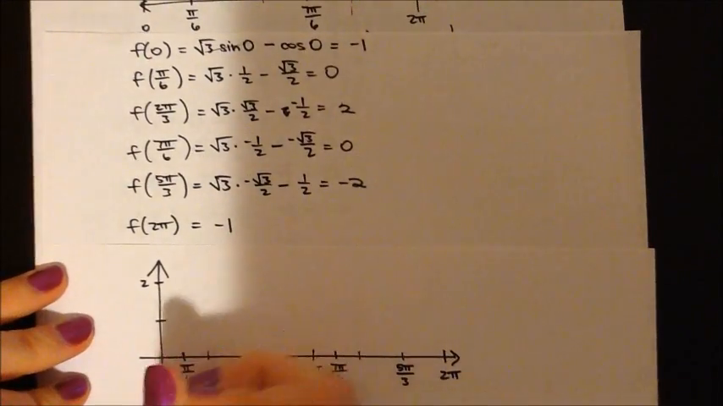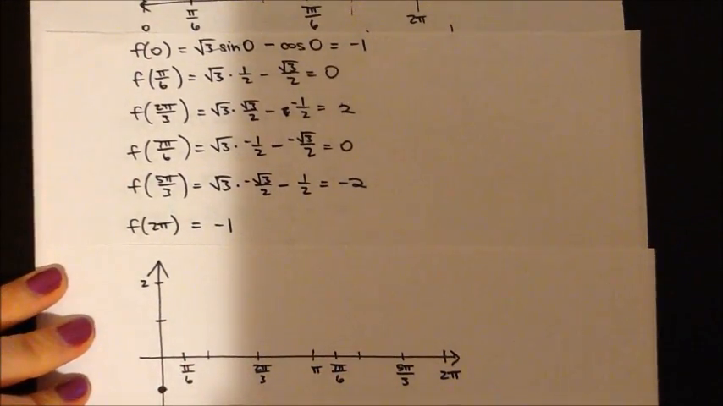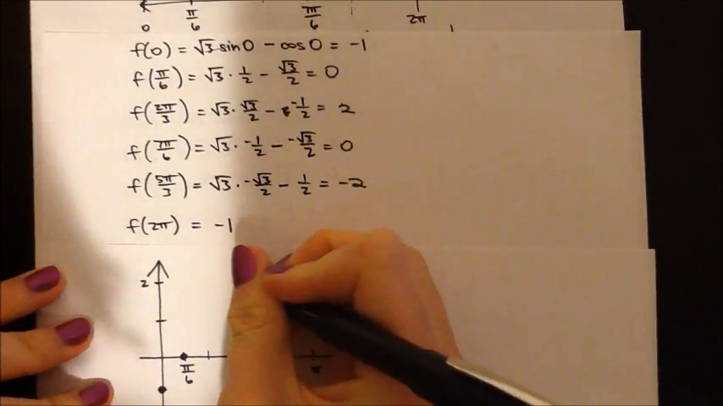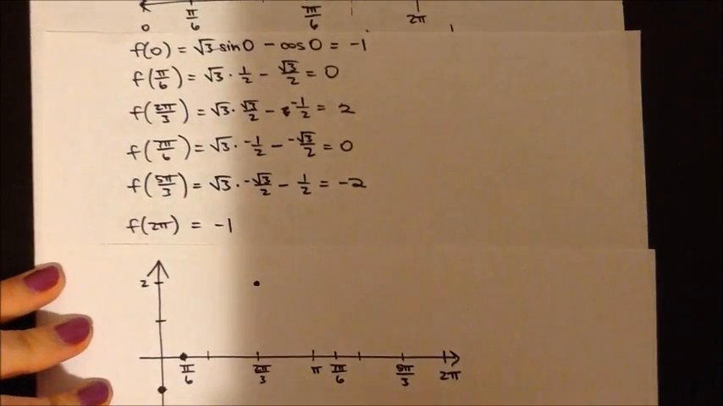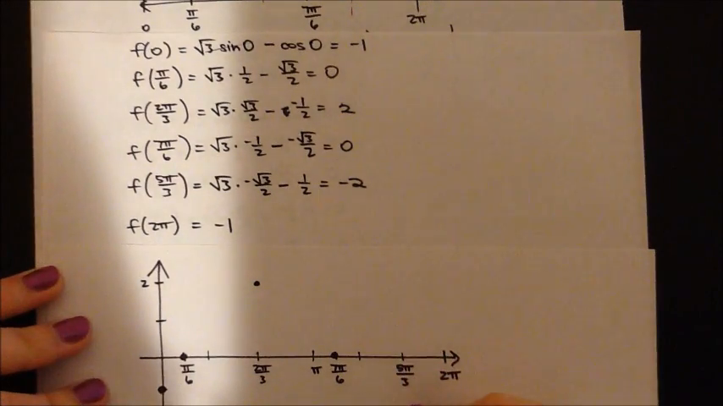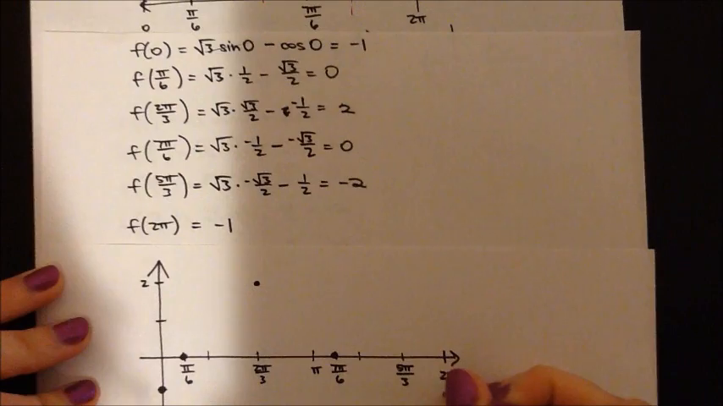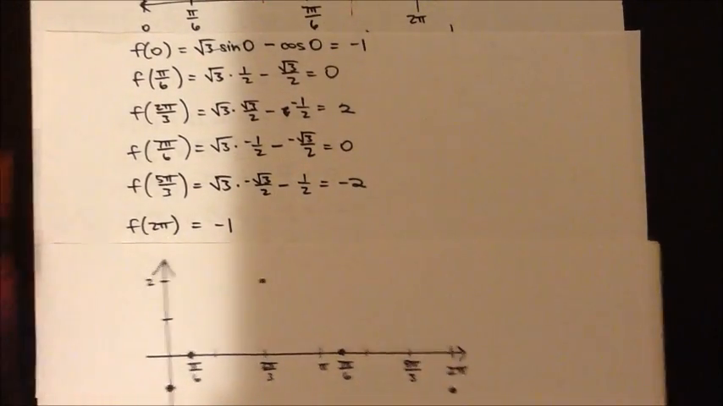Okay, so at 0, I'm down here at negative 1. Pi over 6, I'm at 0. 2 pi over 3, I'm all the way up at the top at 2. It's a maximum. 7 pi over 6, I'm back at 0. 5 pi over 3, I'm down here at negative 2. That's a minimum. And then I end my graph the same place I started, at negative 1. Okay, so I've got all these points.